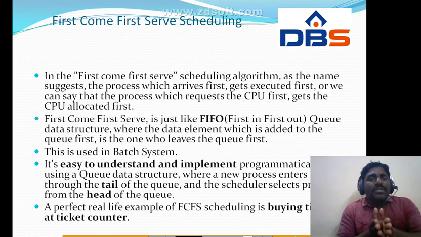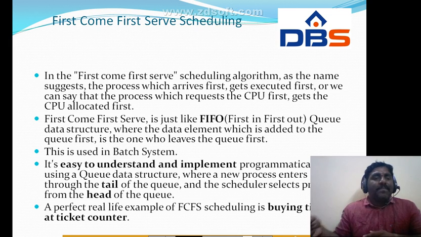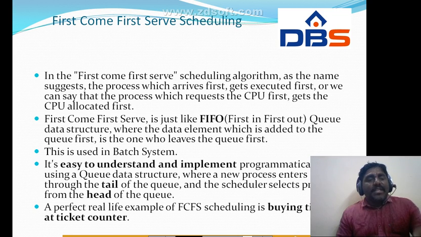Okay, the process which came from the new state to the ready state, only that process should go to the running state. That is nothing but first come first serve scheduling. In first come first serve scheduling, the process which came first in the ready state is the one executed by the processor, that is, in the running state.